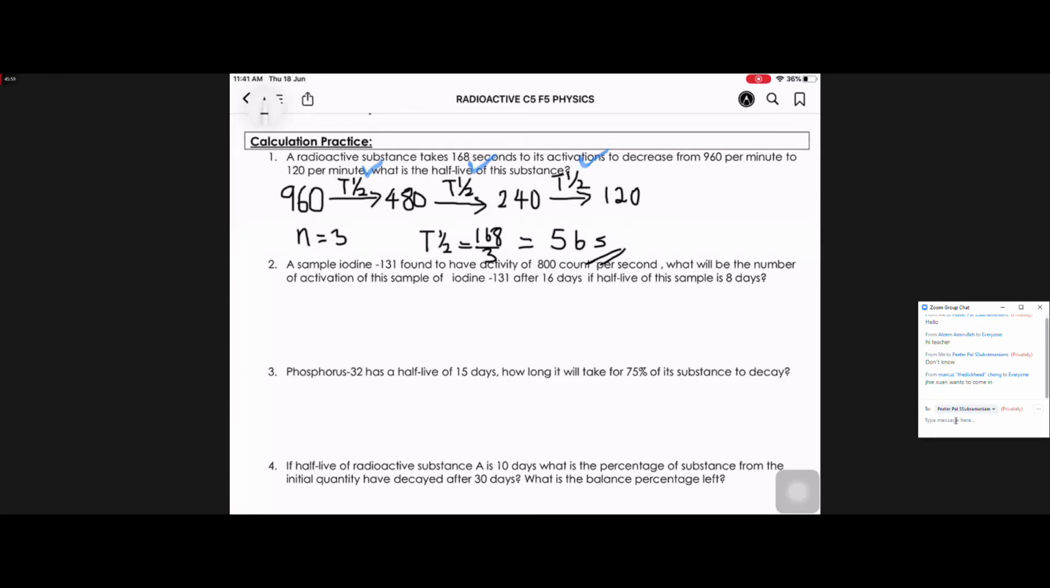Yes. Thank you. Okay, now we try number 2. A sample of iodine-131 has an activity of 800 counts per second. What will be the activity after a total time of 16 days, and each half-life is 8 days? What is the remaining balance? That's what they want.